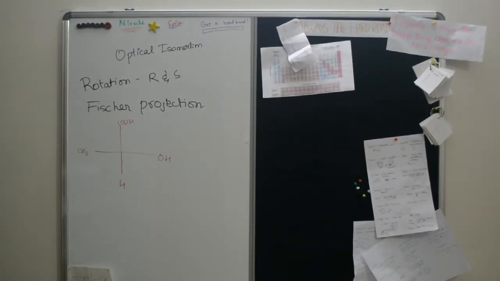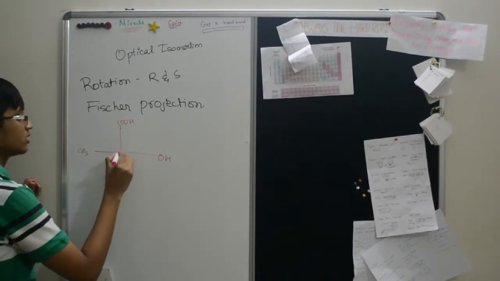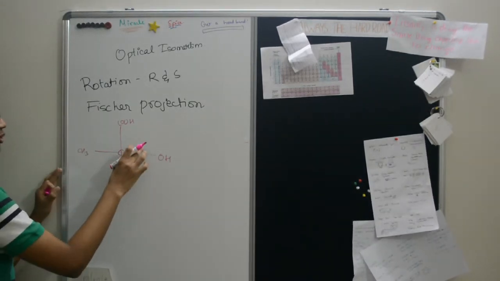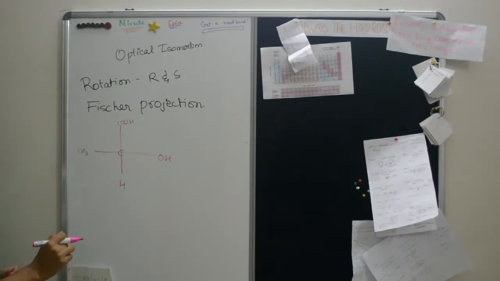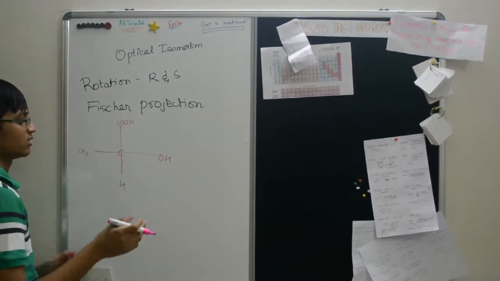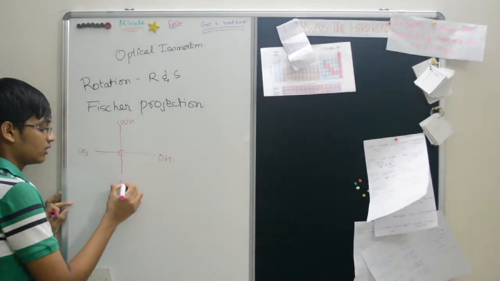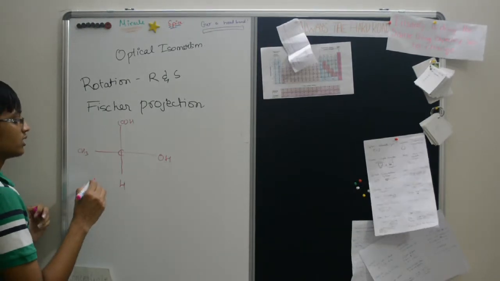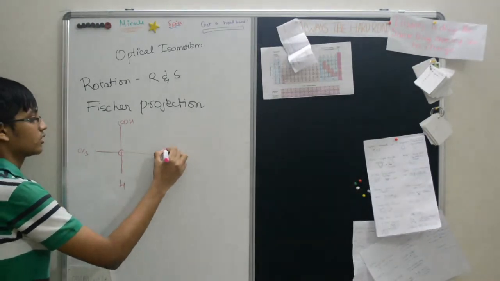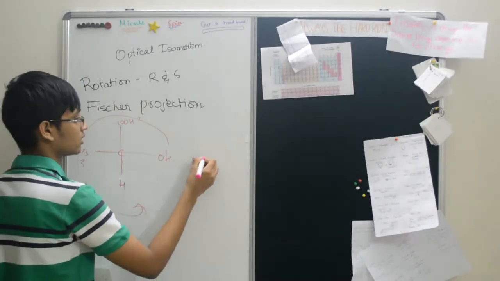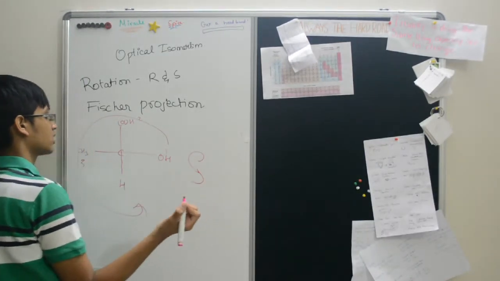The Fischer projection is a projection in which the carbon will be present in this type of structure. The carbon will be present in the center, and the 4 bonds will be indicated by the lines. One thing you should know when finding the spin in this Fischer projection is that you follow the normal rule. This will be number 1, this will be number 2, and this will be number 3, and you go like this. So this right here would be S, correct?